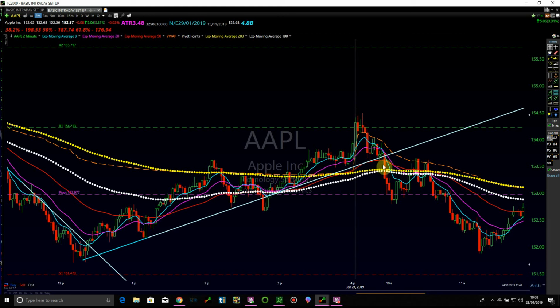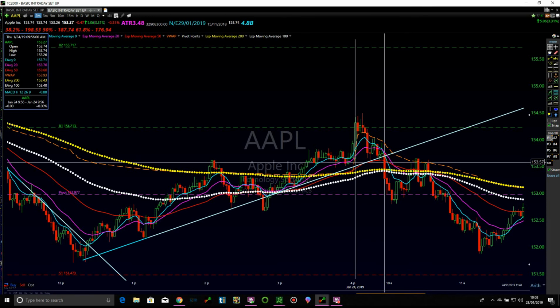So all we had to go on really here was a break of the EMA 50, which is great. However, to see the trend line break actually gives us conviction. We get it before the 50 breaks, and then we get the $0.50 break there.